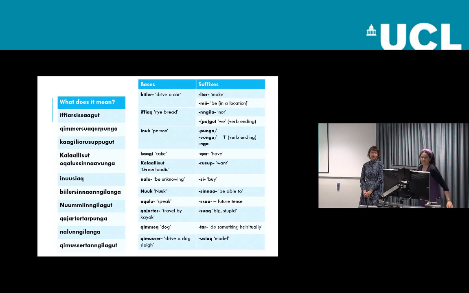And then we have kimmerusuakkaakunga. What does that mean? Excellent. Yeah, big. Let's say big. Brilliant. So kimmek is dog. Then you have suak, the big, and kar is to have, and punga is I. Well done. Okay. Kaagiliorusuppugut.